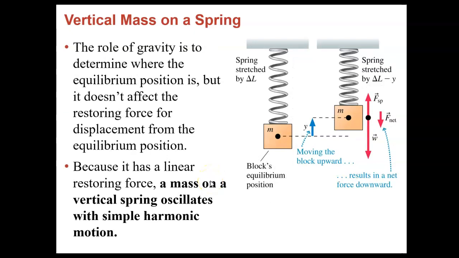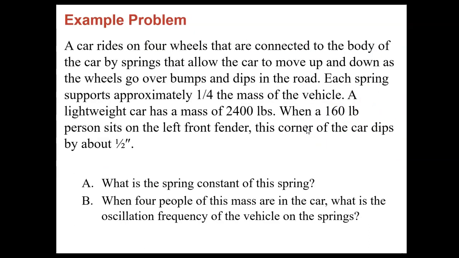So the role of gravity is to determine what the equilibrium position is, but it does not affect the restoring force for displacement, because it has a linear restoring force. A mass on the vertical spring oscillates. So that means that the only force, the restoring force, is all due to the spring constant. The thing that changes that is the spring constant, not necessarily the force of gravity.